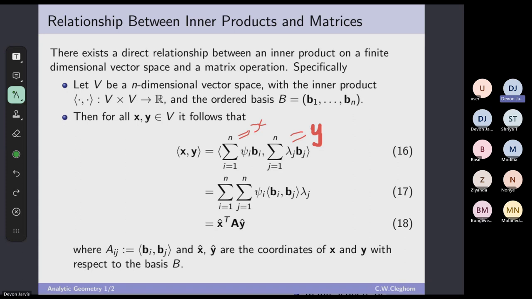Specifically, and this is very important to what we discussed last week, let V be an n-dimensional vector space with a defined inner product, so some function that fits the definition of those 3 points we just gave, and an ordered basis v1 to vn, all right? So we have a basis of Rn. Then for any two vectors, x and y, in the space V, we know that we can write them as a linear combination of our basis vectors, right? We've already done that from last week.